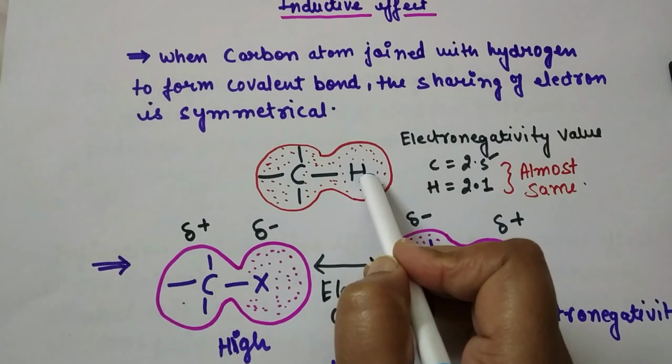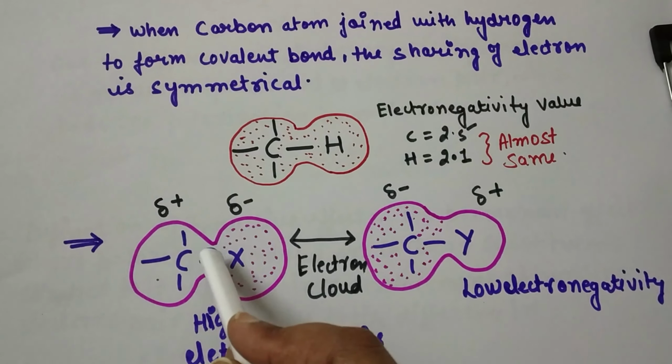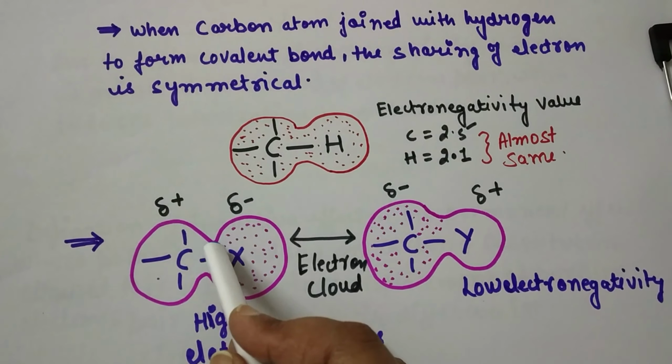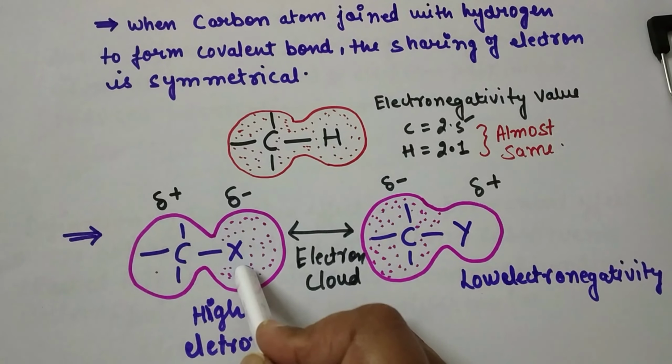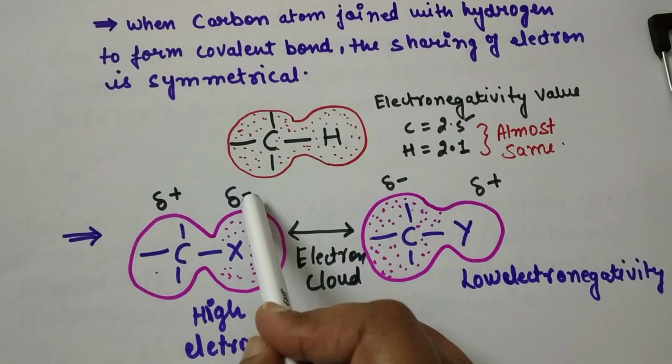Here you can see, if hydrogen is replaced by a highly electronegative atom like X, then the electron cloud will shift towards this X. Why? Because it has higher electronegativity than carbon. So it will attract the electrons toward itself, and the density of the electron cloud on this atom will be more. So it will acquire a partial negative charge.